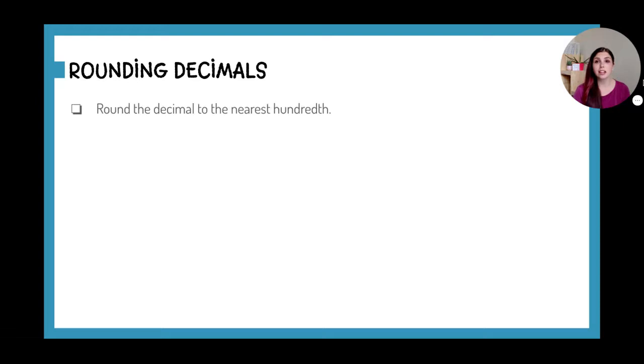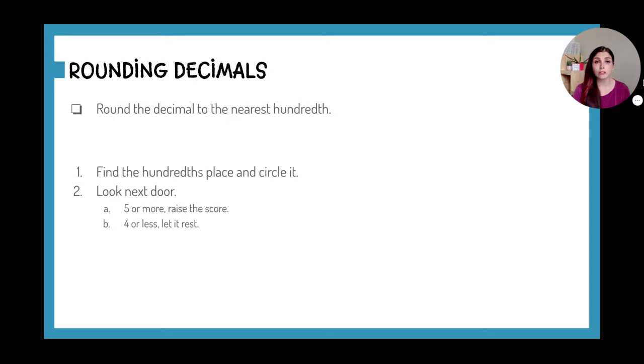Let's try this again. Let's try it now by rounding to the nearest hundredth. Same rules apply. We're just going to have to find the digit in the hundredths place first and circle that. Look next door and apply our rule. 5 or more, raise the score. 4 or less, let it rest. And then I need to apply this rule to the digit in the hundredths place.